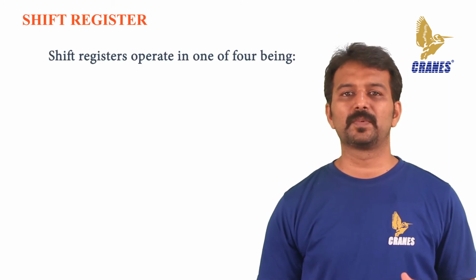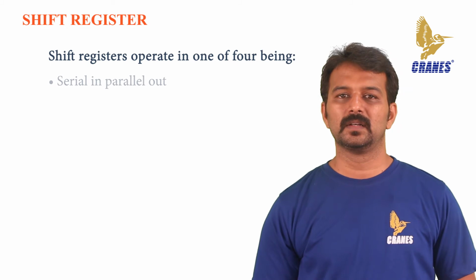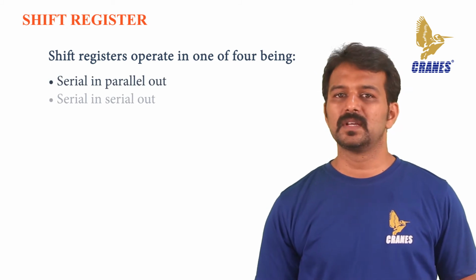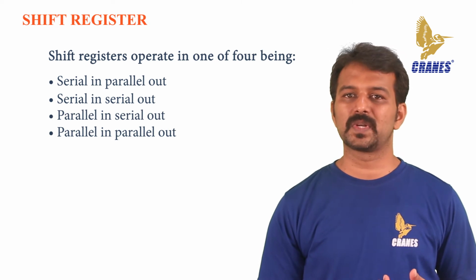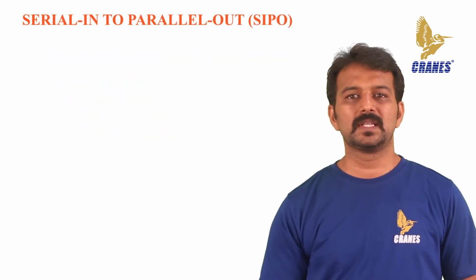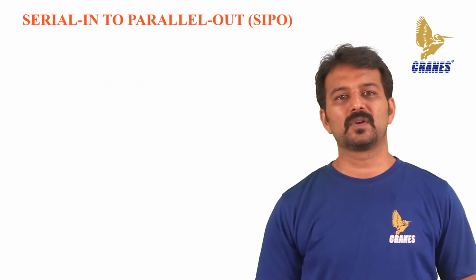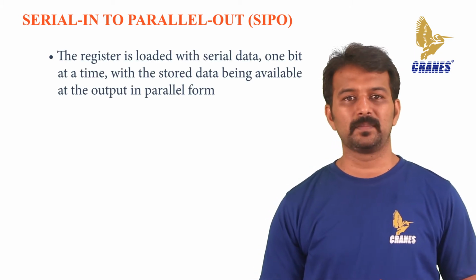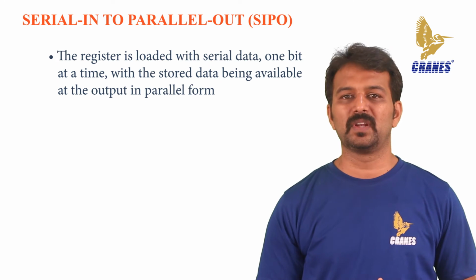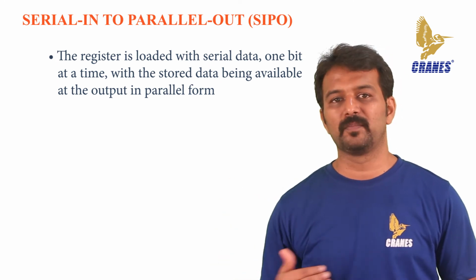Generally, shift registers operate in one of four modes: serial in, parallel out; serial in, serial out; parallel in, serial out; and parallel in, parallel out. Serial in, parallel out is also called SIPO. The register is loaded with serial data one bit at a time, with the stored data being available at the output in parallel form.